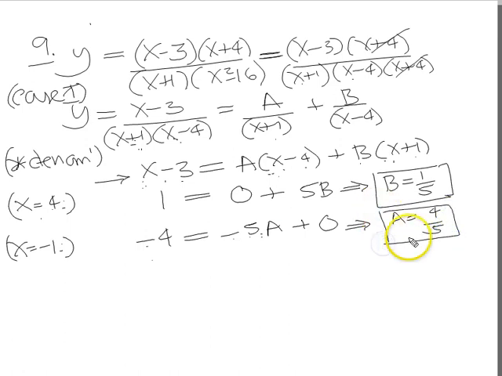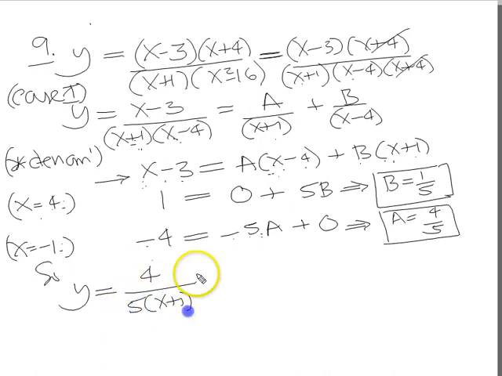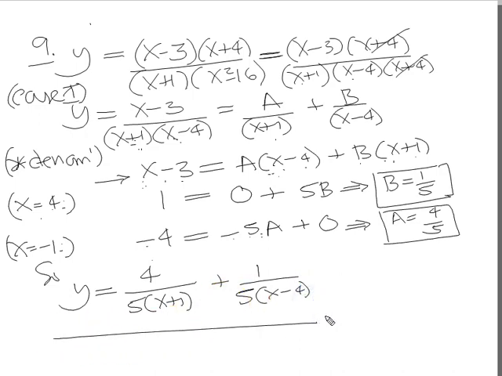Good. Nice. So then y equals, and we can write down the answer, can't we? A, which is 4/5. Drop the 5 down to be with what's underneath, which is x plus 1. Plus B, 1/5. Drop the 5 down again to be with the x minus 4 that's there. That's it. That's the partial fraction for question 9.